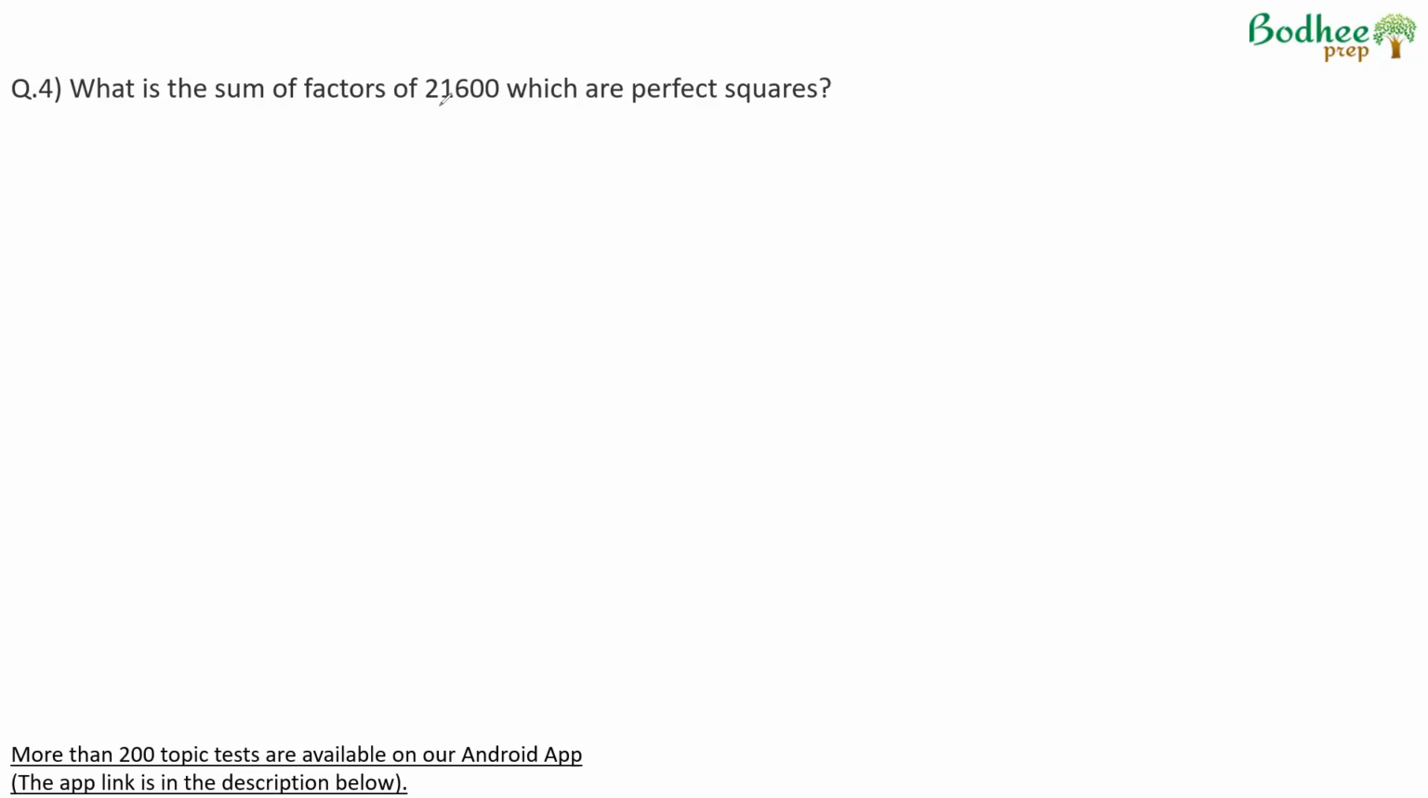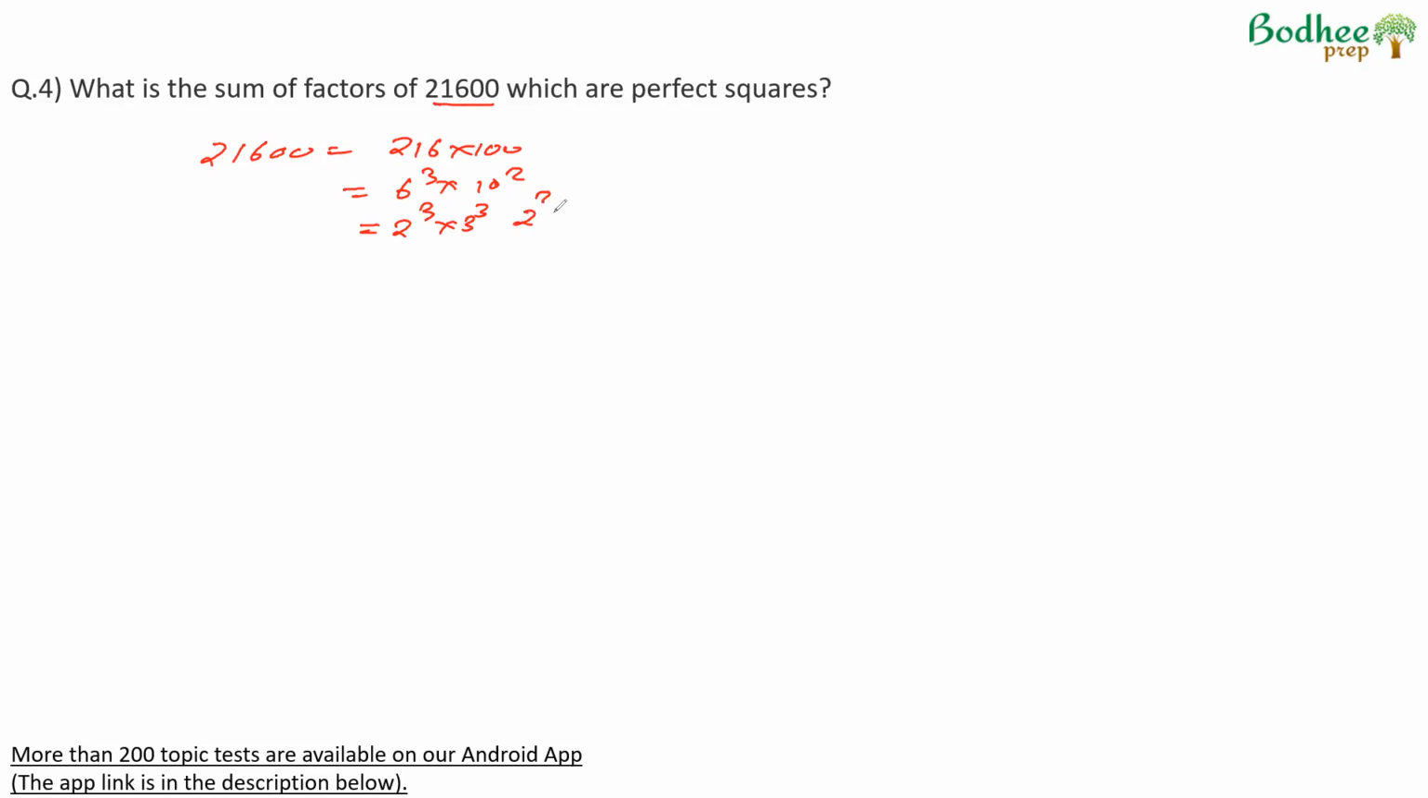What is the sum of factors of 21600, which are perfect squares? 21600 is nothing but 216 into 100, which will be 6 cube into 10 square, which will be 2 cube into 3 cube.